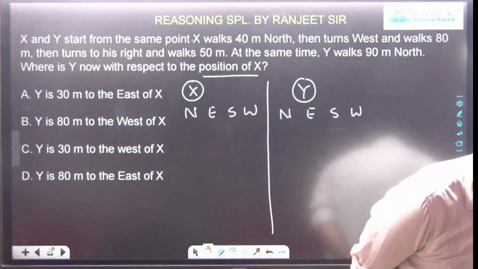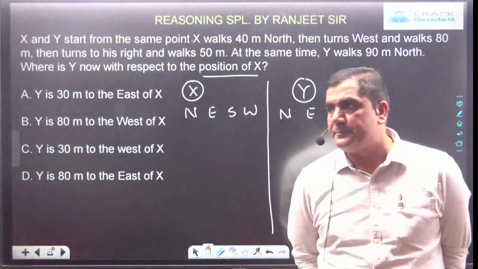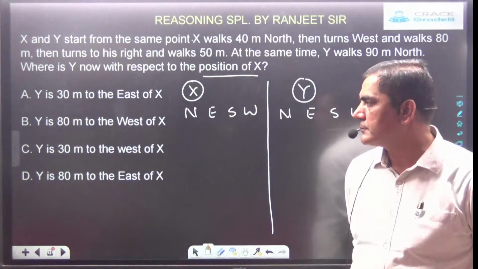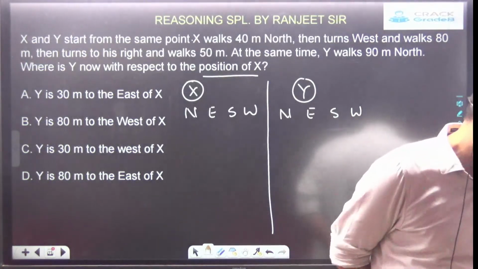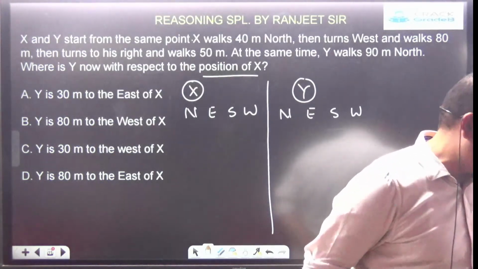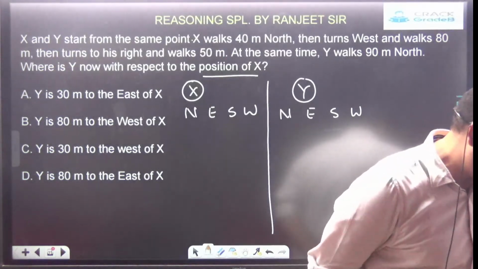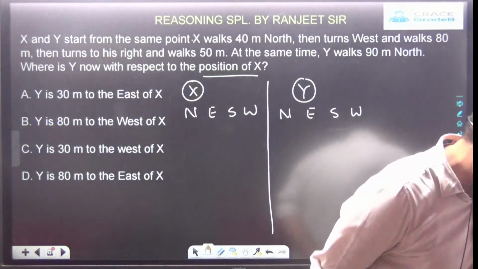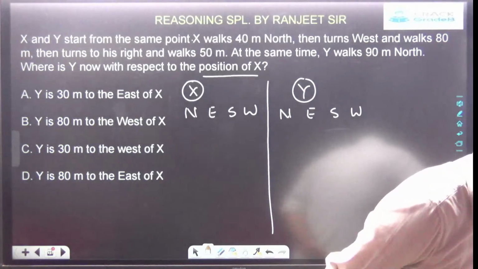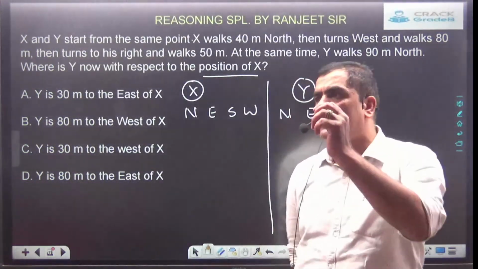East 80. Abhishek is saying east 80. Okay. Abhishek Pathak is saying D is the answer. What about others? Aniket, maybe east 80. Why maybe? Why are you using the word maybe?